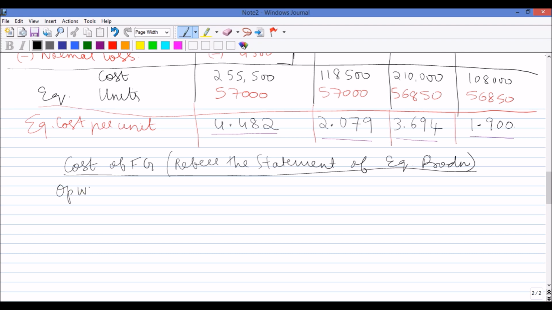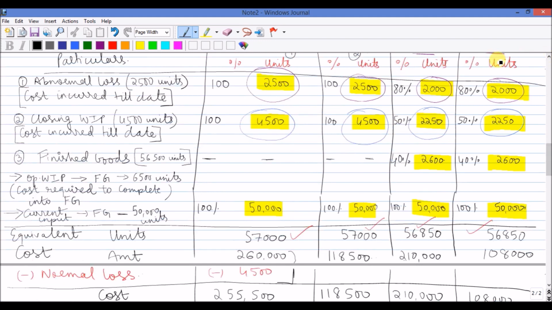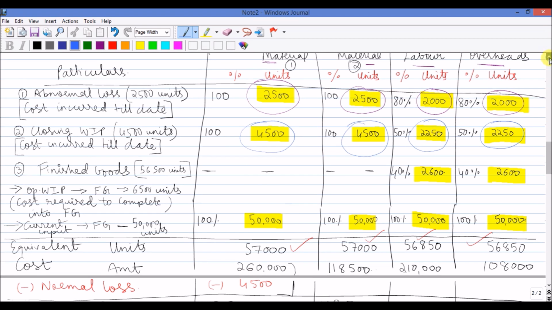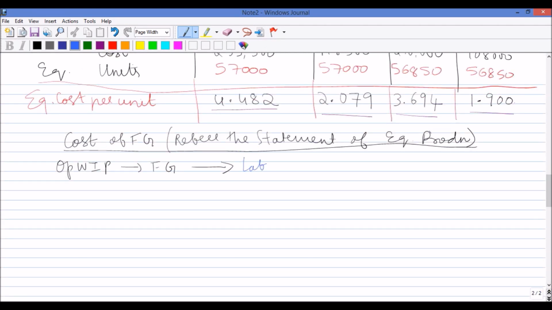Now what has happened, friends? The opening work in progress is converted into finished goods. So we need to work out how much money we have spent for this. In opening work in progress, labor and overheads were spent. Only these two things were spent to convert into finished goods. I think it is 2600 units of labor and 2600 units of overheads.